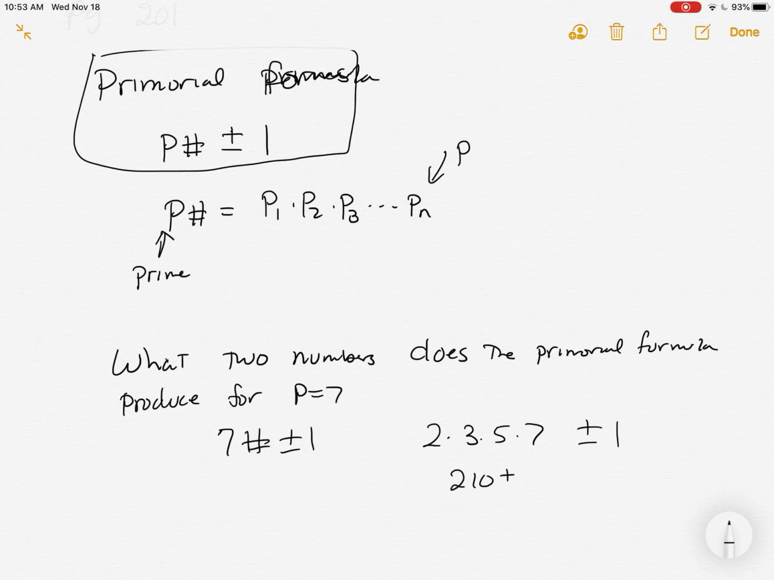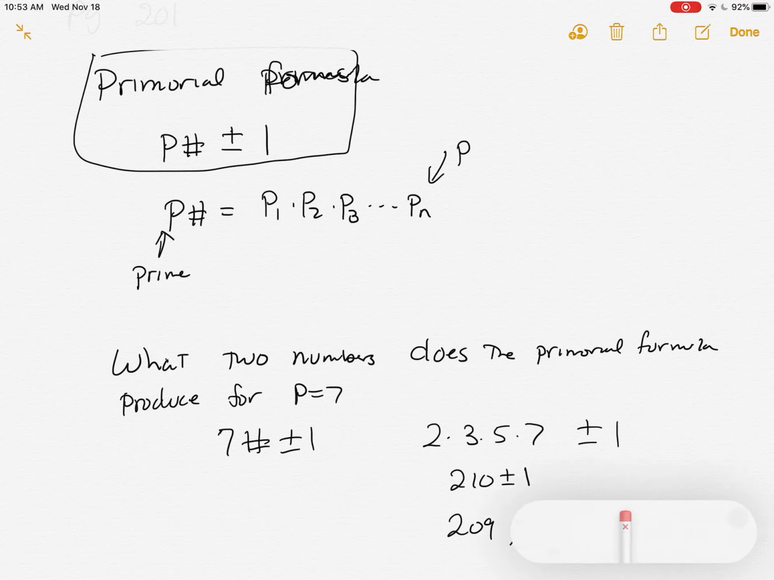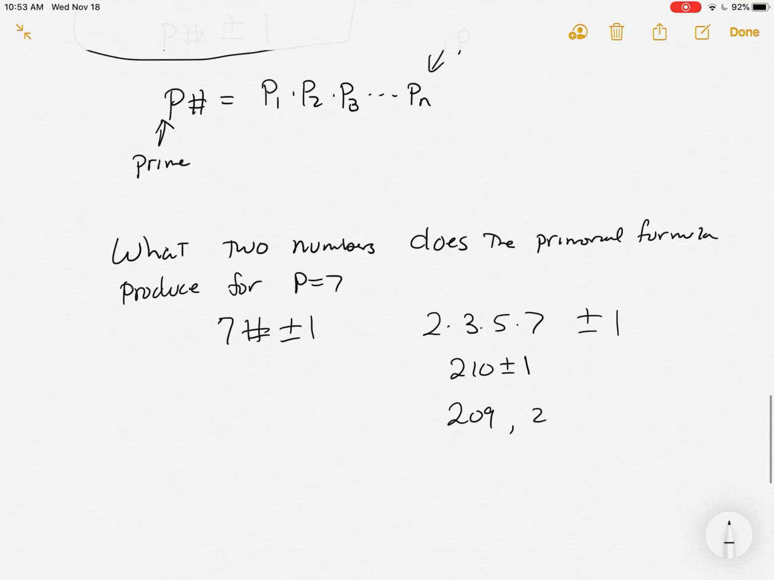So now I have 210 plus or minus 1. And so my two options are 209 or 211. Right? Or those are not my choices. Those are the two that are created. Okay, now it wants to know if any of those are prime numbers. Now they may both be prime. I don't know. Actually, sorry, I wrote that wrong. 211. So I wrote that wrong.